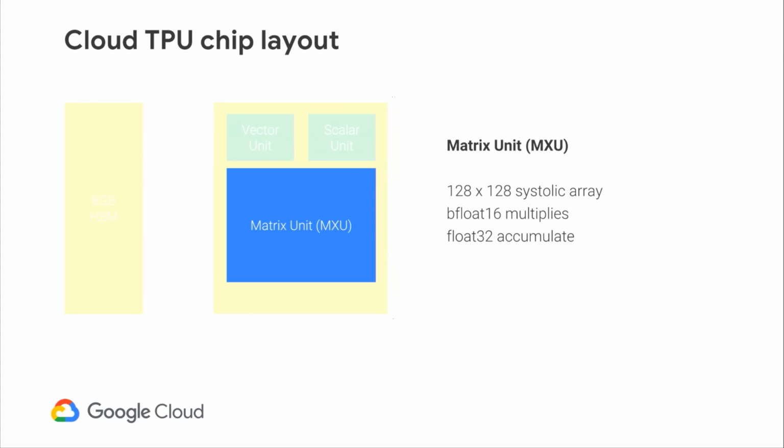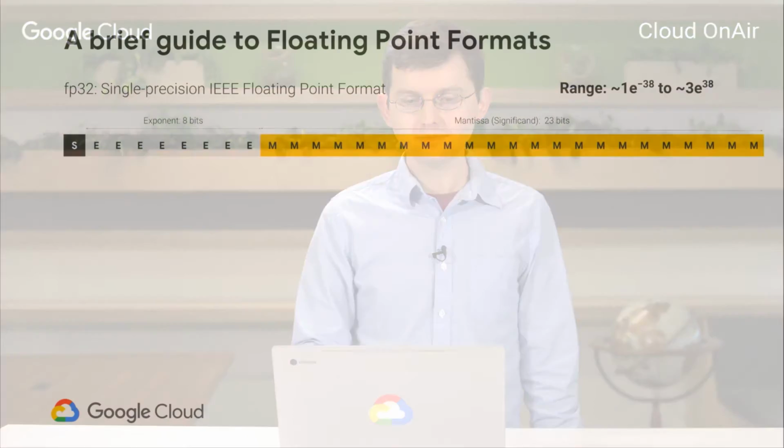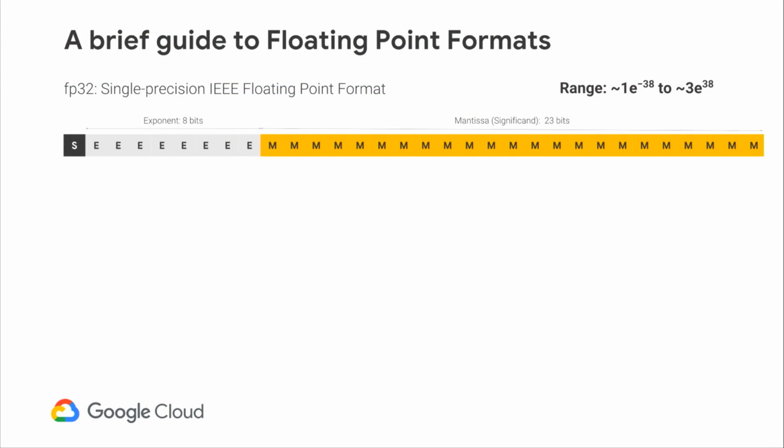One important fact about our matrix unit is that we're actually using a different floating point format, bfloat16, in the multiplies, even though we're doing float32 accumulate. That turns out to be a great floating point format for machine learning. It's almost a drop-in replacement for float32, and yet it lets us pack even more compute into the same amount of silicon area. So let me tell you just a little bit more about bfloat16.